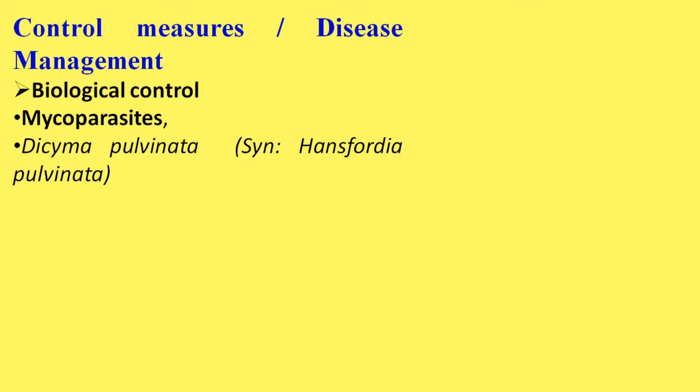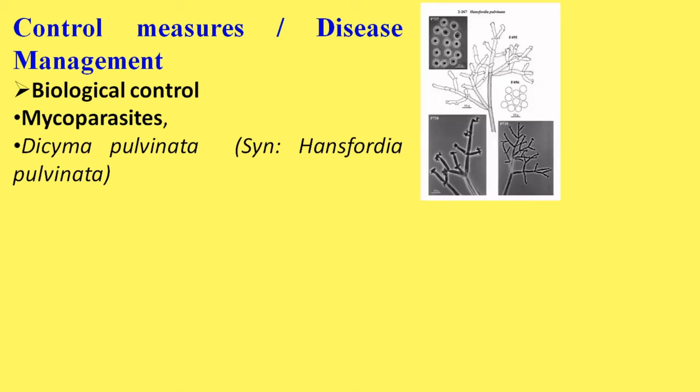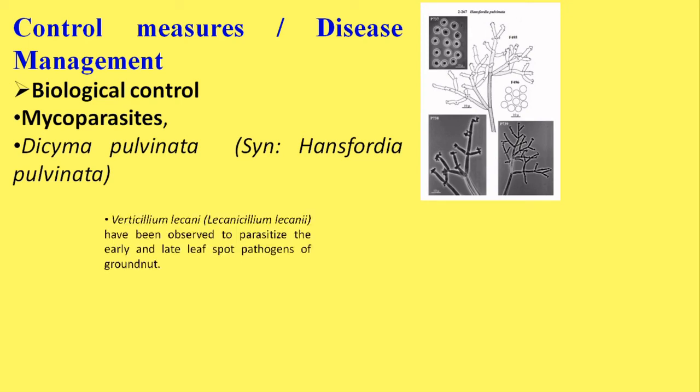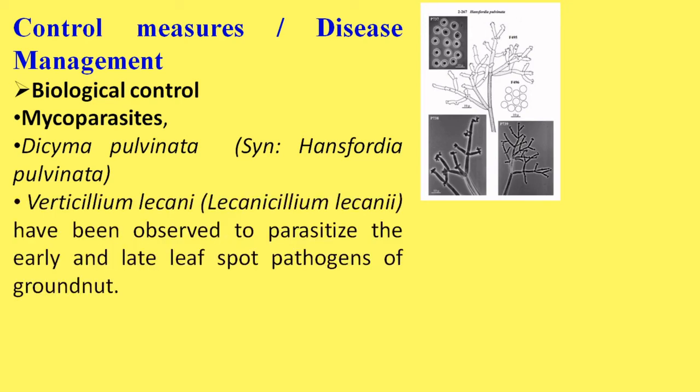A popular example is Dicyma pulvinata, which is also known as Hansfordia pulvinata. This particular fungus, along with another one called Verticillium lecanii, or nowadays referred to as Lecanicillium lecanii, these two fungi have proved to be the best mycoparasites to control Cercospora or Phaeoisariopsis.